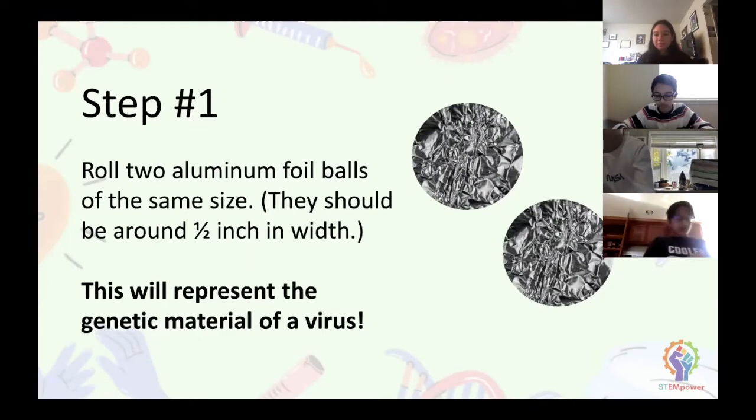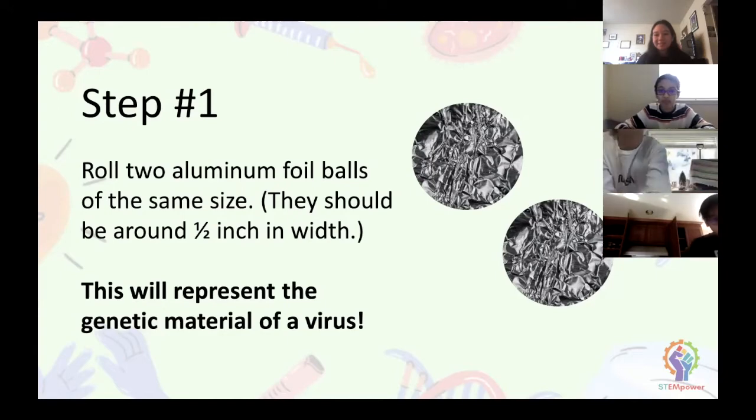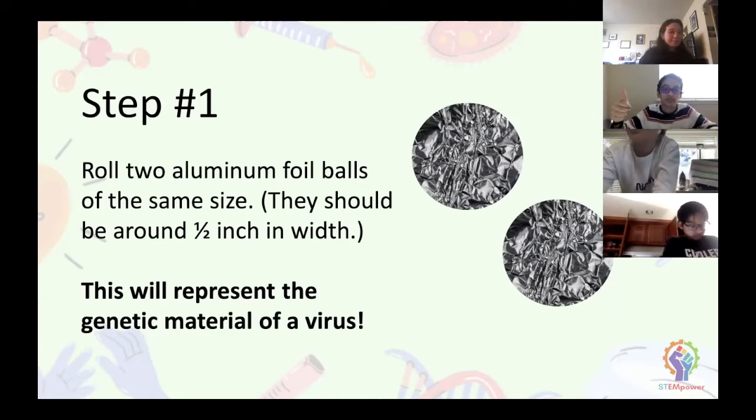Does it have to be a proper ball? Just close enough. A shape. Okay. Got 1 thumbs up. Perfect. 2 thumbs up. Oh, 3 thumbs up. Perfect.